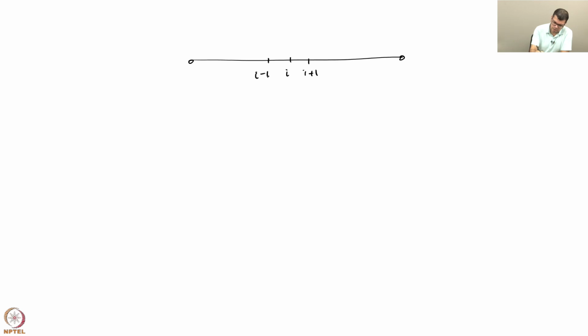So, the equation that we have from the context of the number line is simply i plus 1, i minus 1, beta i, alpha i, 1 minus alpha i minus beta i.